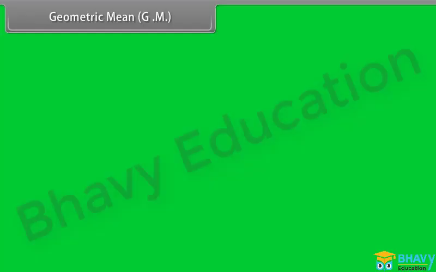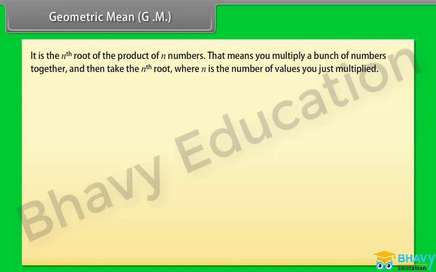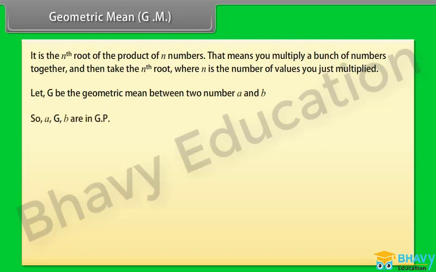Geometric mean, GM. It is the nth root of the product of n numbers. That means you multiply a bunch of numbers together and then take the nth root, where n is the number of values you just multiplied. Let G be the geometric mean between two numbers, a and b. So, a, G, b are in GP. G by a is equal to b by G, or G square is equal to a into b.